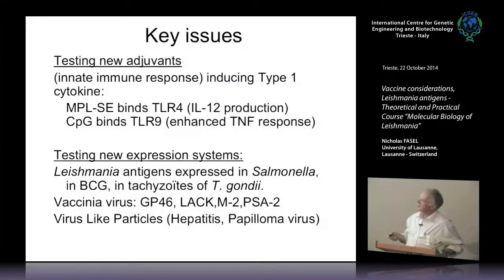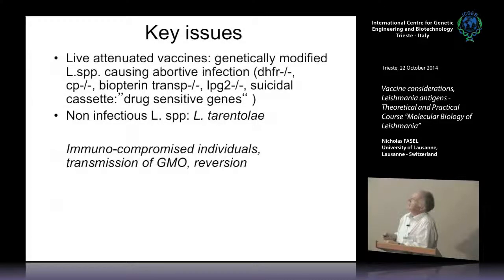Testing new expression systems, I think that's probably one way to go, as was mentioned, using adenovirus or vaccinia virus or VLPs, and there are vaccines which do exist for hepatitis and papillomavirus using VLPs. That's probably another way to go. And the other thing which can be imagined or starting, it's live attenuated vaccine. They didn't work so well.